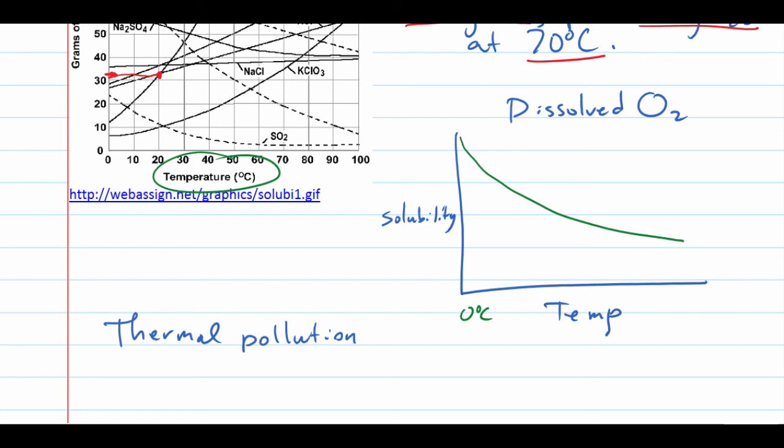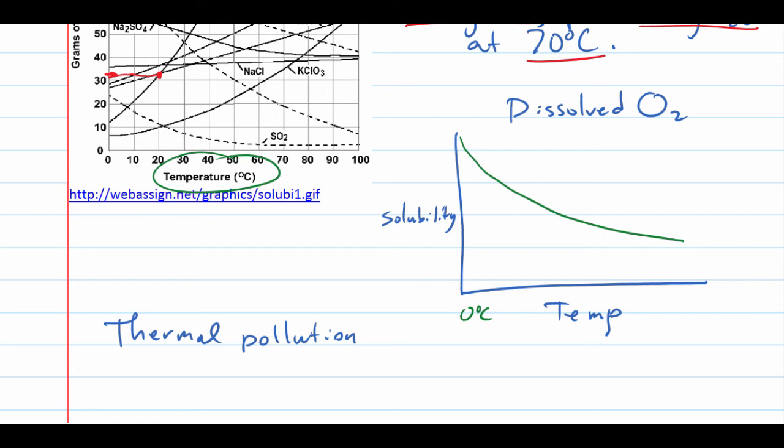Okay? And if we have the water that's too warm, what happens is that causes the oxygen content to go down. If it goes down, they cannot get enough oxygen absorbed through their gills because there's just not enough oxygen in the water. And the consequence of that is thermal pollution.